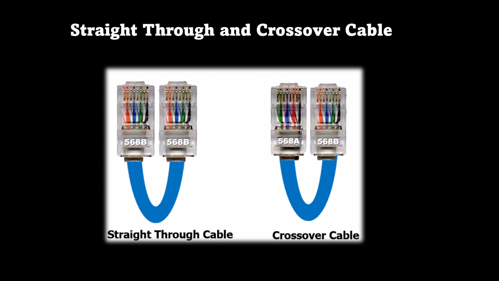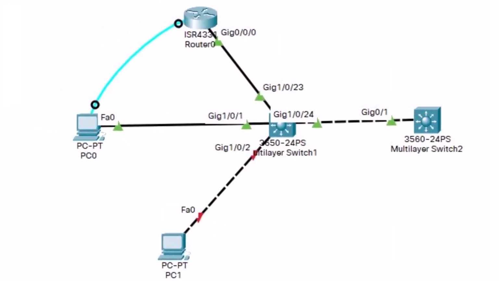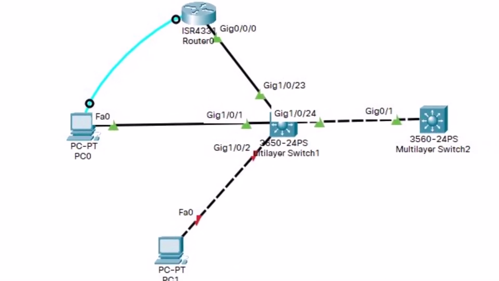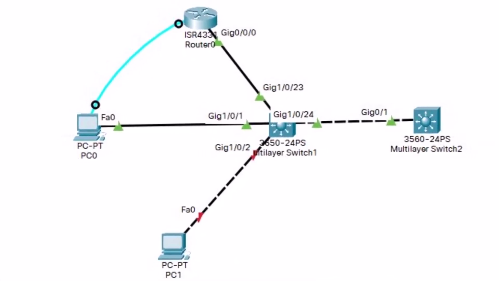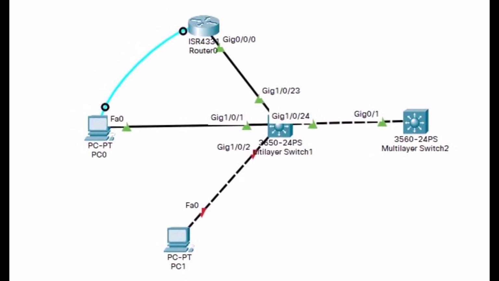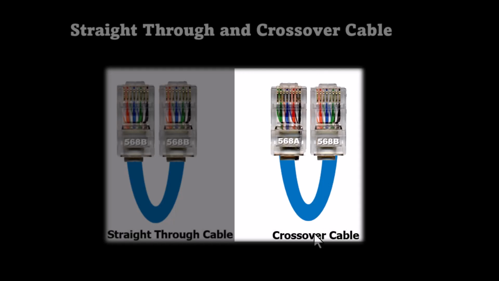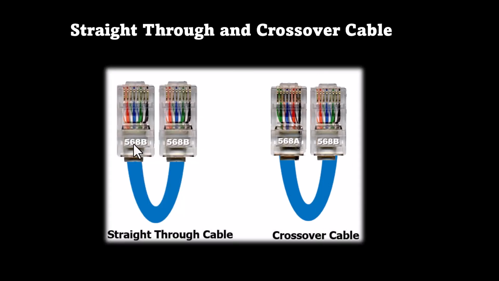I am also going to use Cisco Packet Tracer to show you how we use these cables in a real live environment, because Cisco Packet Tracer can simulate the real networking environment. So in this diagram, this is the straight through cable, this is the crossover cable, and you can see 568B, 568A, 568B. These are the cabling standards ANSI uses for Ethernet cables. So first we need to understand what these standards are.